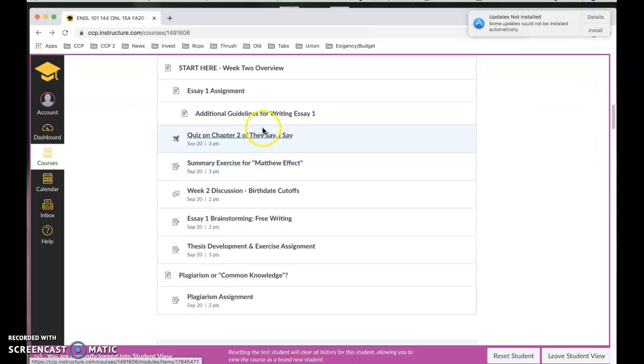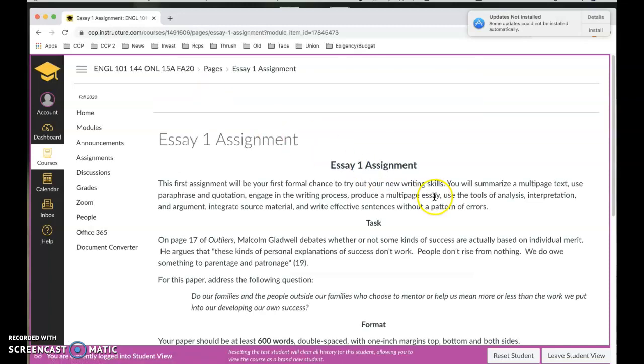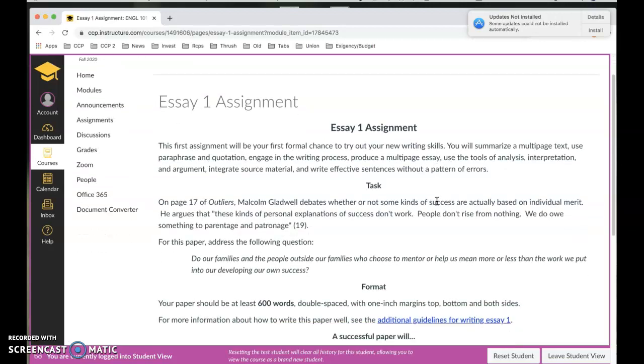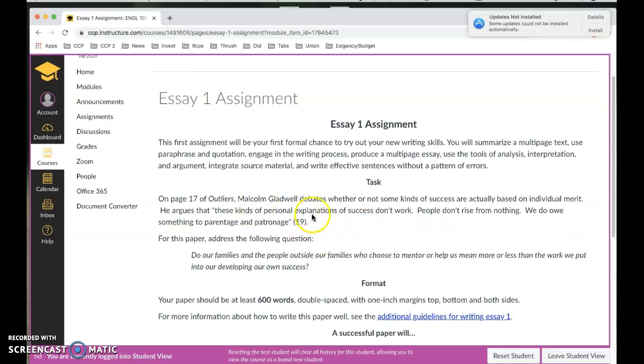If for some reason you want to try something different, go for it. What I start with is the essay assignment, which is what we're going to be working on the next few weeks. I'm basically asking you to read the assignment so that you have it in mind as you're reading Gladwell, right? For this first assignment, you're going to be asked to respond to an idea in the first chapter of Outliers. I say for this paper, address the following question: do our families and the people outside our families who choose to mentor us help us mean more or less than the work we put into developing our own success?